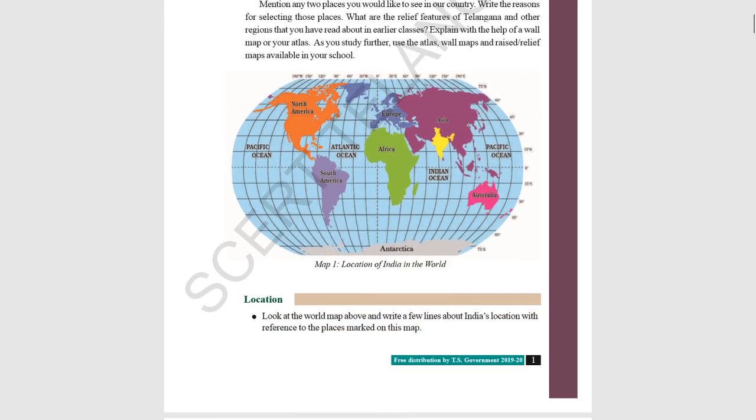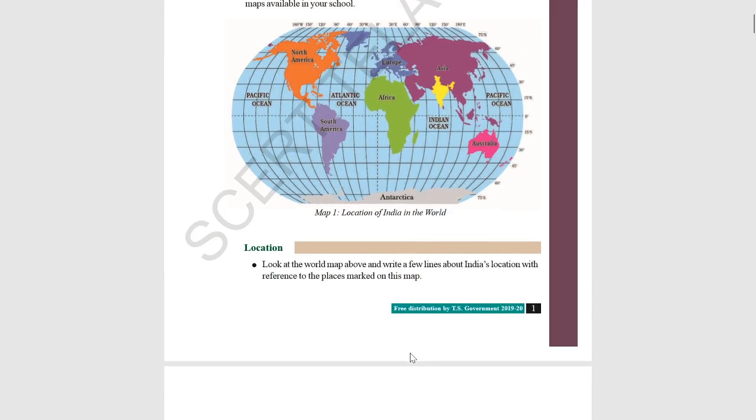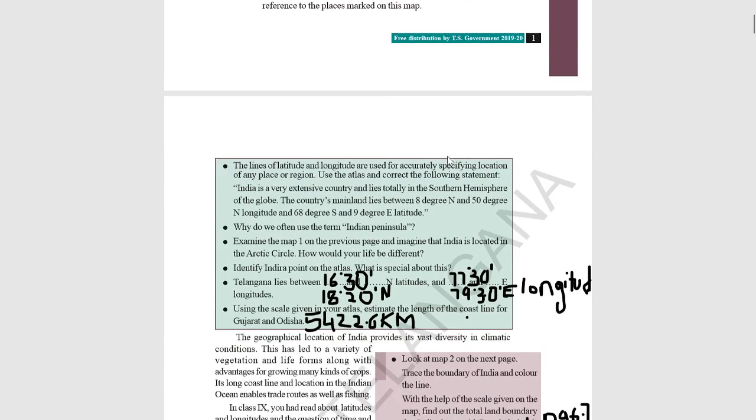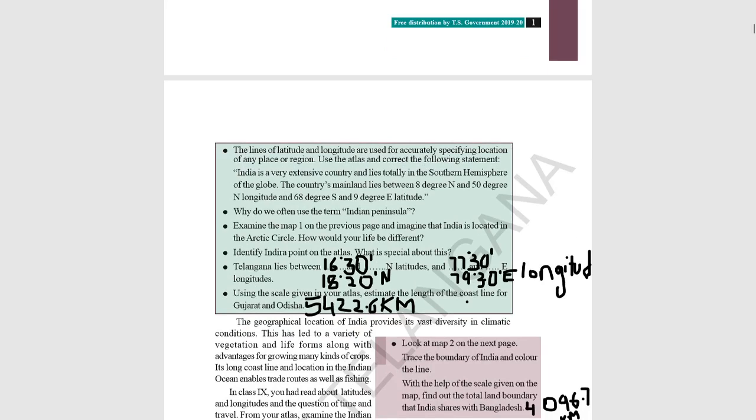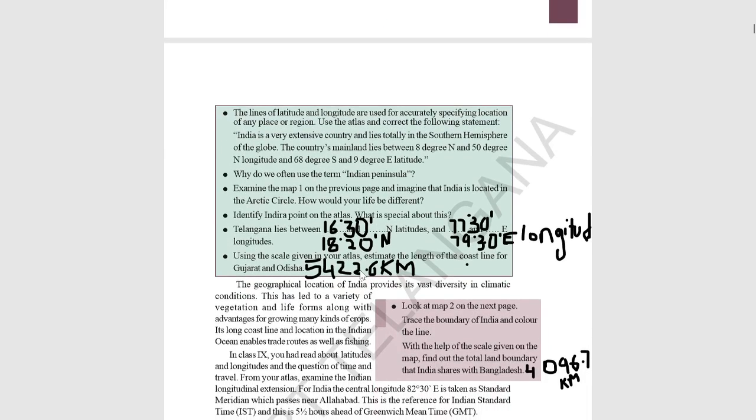And the first one is the location. In this map we can see all these continents, oceans, and the latitudes, longitudes, and in which latitudes, longitudes the particular continent is located. These are some of the questions I have written with answers. You can take it down from here.